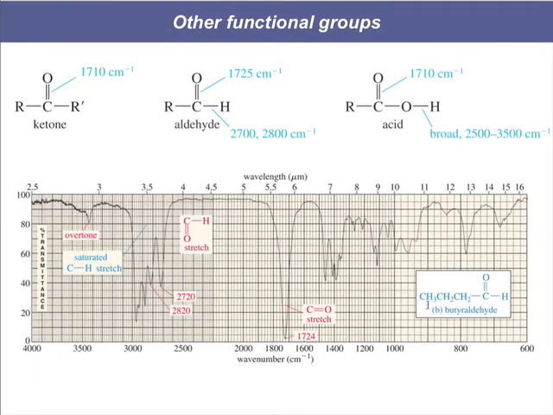Here's butyraldehyde or butanal, the 4-carbon aldehyde. We should now see a higher frequency carbonyl stretch, which we do. This is now 1724.